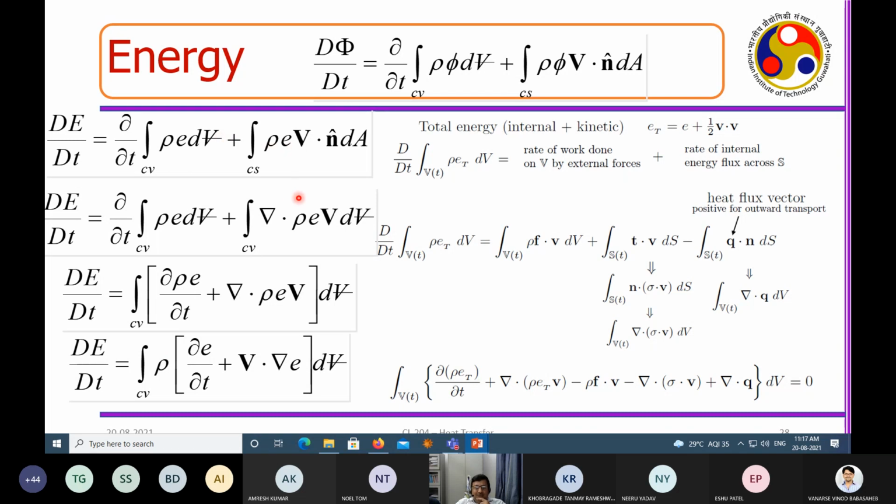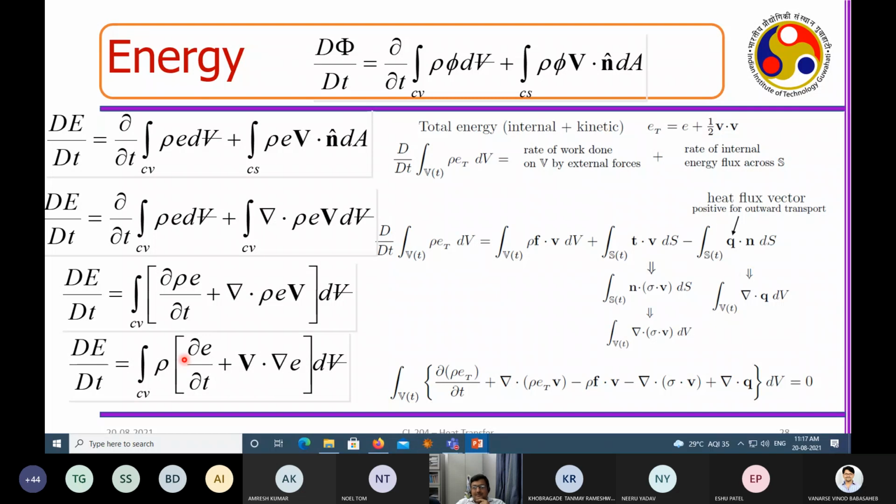Right. Now, suppose you apply Gauss's divergence theorem, so what happens? The surface integral is converted to a volume integral. And then if you take the dV out and keep them together, you straight away get what is dE by dt. dE by dt is nothing but rho into, this is your energy.